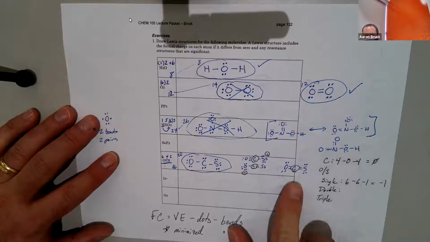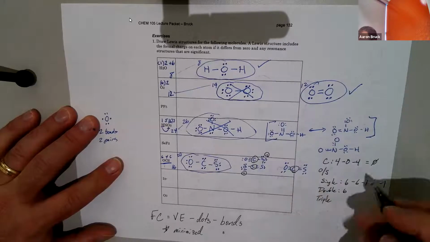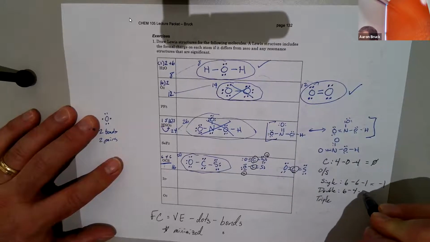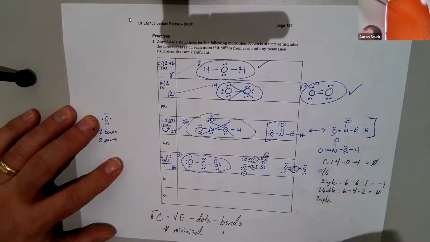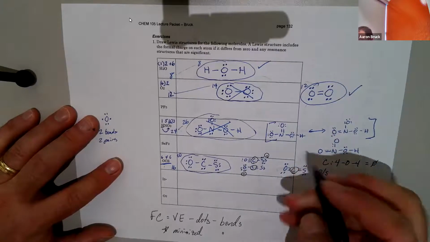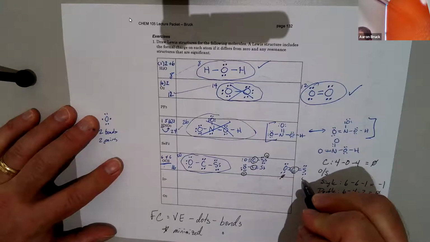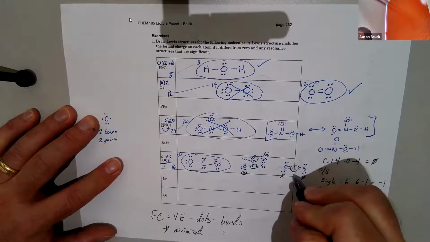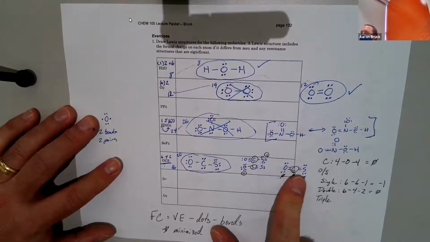If they are doubly bonded, like in the 3rd structure, I have 6 valence electrons minus 4 dots minus 2 bonds. 6 minus 4 is 2. 2 minus 2 is 0. Oxygens and sulfurs that are doubly bonded have no formal charge. So in the 3rd structure, we would have no formal charge on the oxygen, no formal charge on the sulfur, and we've already established no formal charge on the carbon. So no charges anywhere in this molecule.